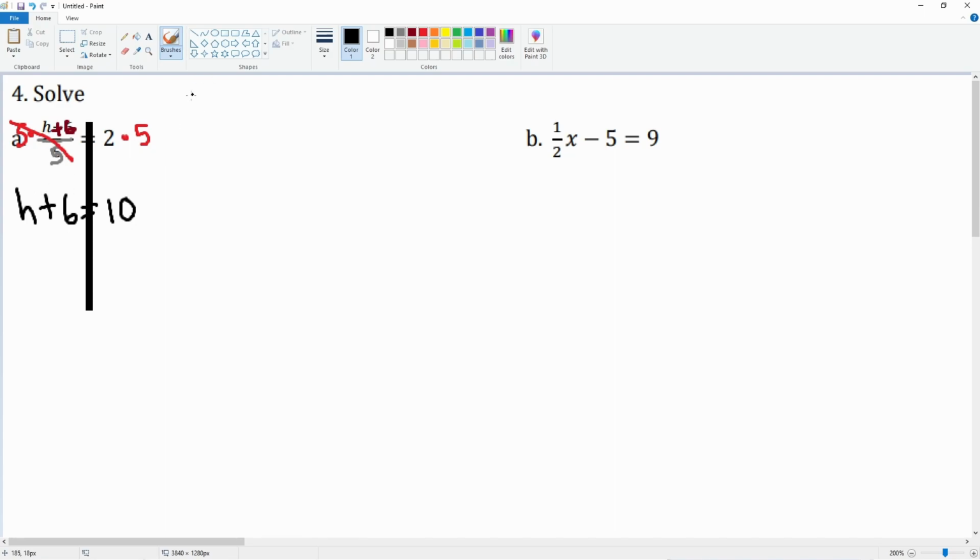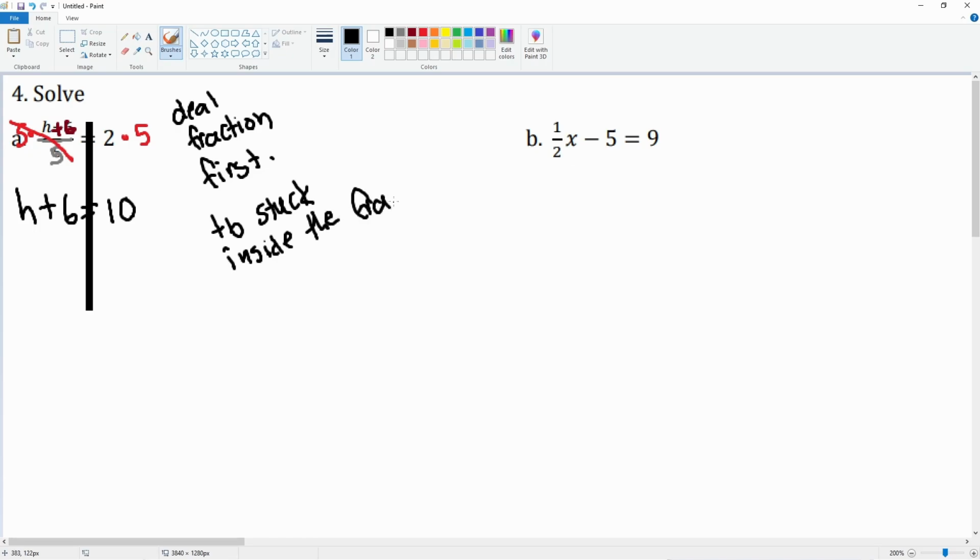Notice we have to deal with the fraction first, because the plus 6 is stuck inside the fraction. That is the reason why you can't minus 6 to both sides. Now that there is no fraction, we could subtract 6 to both sides.